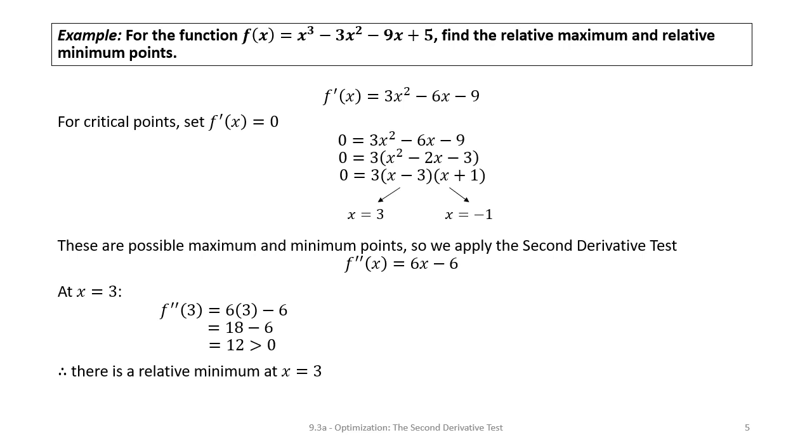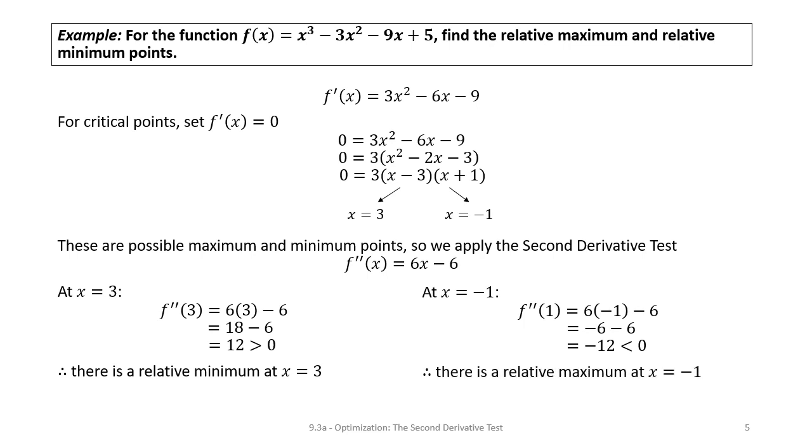Now let's consider x equals negative 1. At x equals negative 1, we substitute x equals negative 1 into the second derivative, which gives us 6 times negative 1 minus 6. This gives us negative 6 minus 6, which gives us negative 12. This is a negative number. Therefore, we can conclude that there is a relative maximum at x equals negative 1 because x equals negative 1 is a critical point, and the second derivative was negative at x equals negative 1.